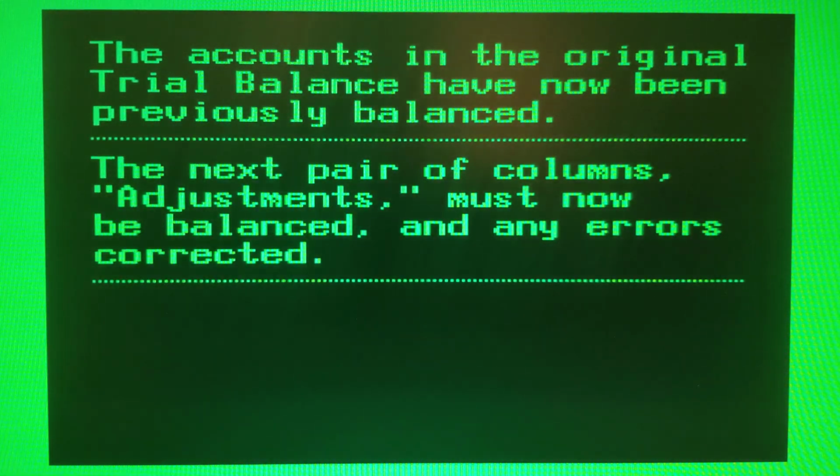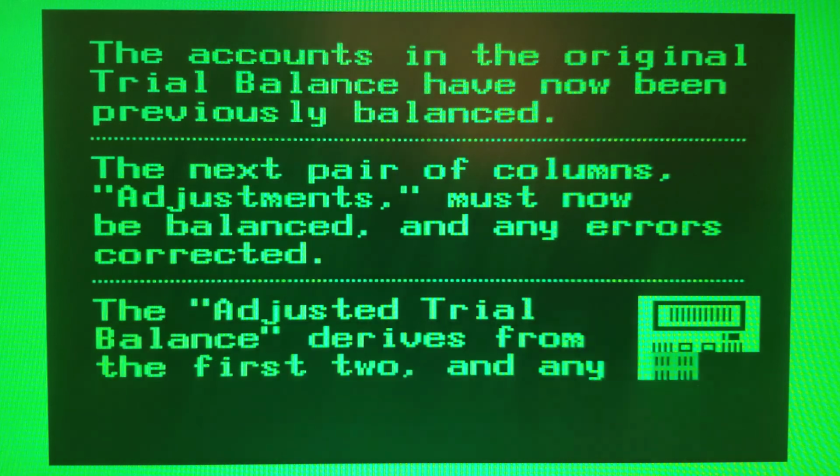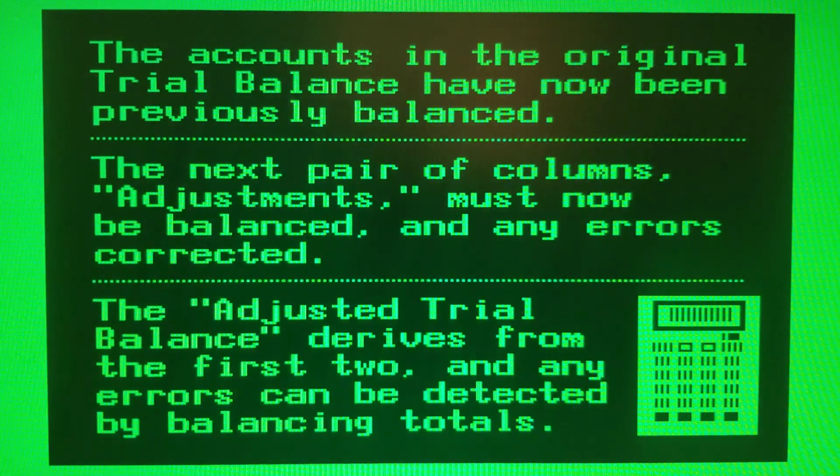On the summary worksheet, the next pair of columns, the adjustments, must now be balanced and any errors corrected. The third set of columns, the adjusted trial balance, naturally derives from the first two, and any errors which occur are merely the result of copying, omissions, or reversals, and can be detected by balancing the totals.